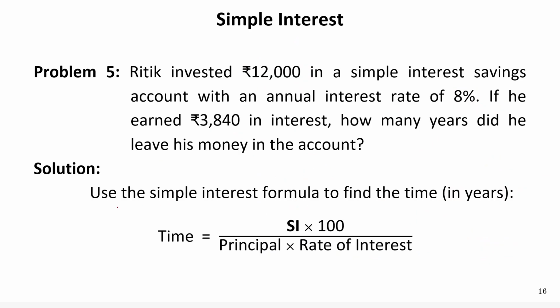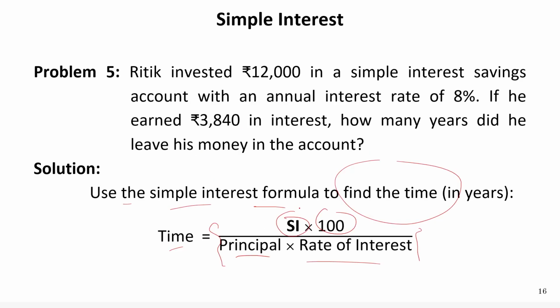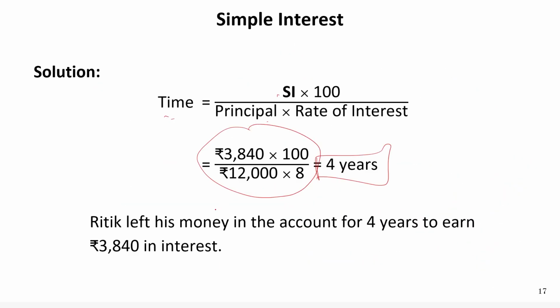Okay. So let's do the step-by-step solution, that is using the simple interest formula to find the time. So SI into 100 by principal into rate of interest, after taking the time, that is the unknown term here, into the left hand side, and taking all the known terms in the right hand side. So time is equal to SI into 100 by principal into rate of interest. This is equal to this much, which is nothing but 4 years, as we have calculated right here. So Ritik left his money in the account for 4 years to earn this much amount, that is 3,840 in interest, using simple interest.